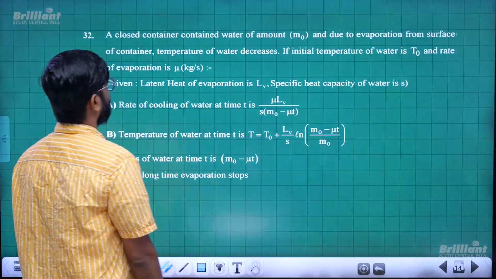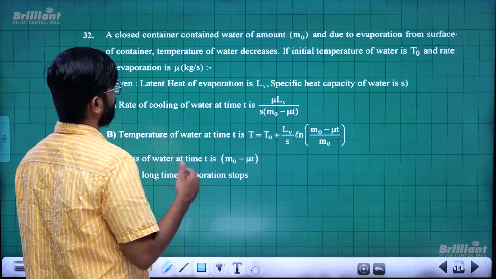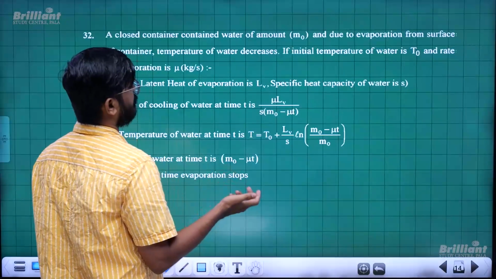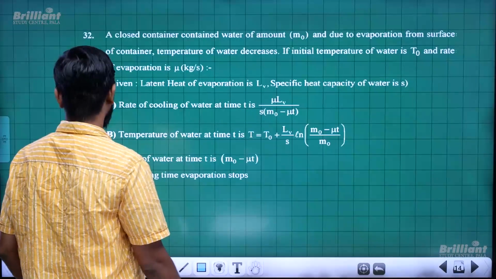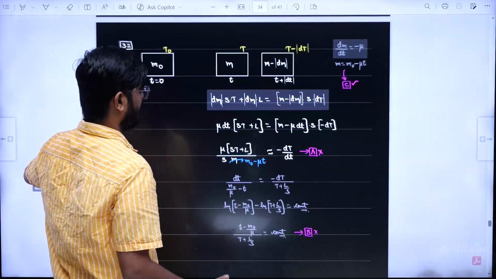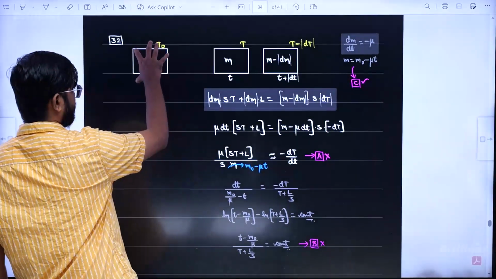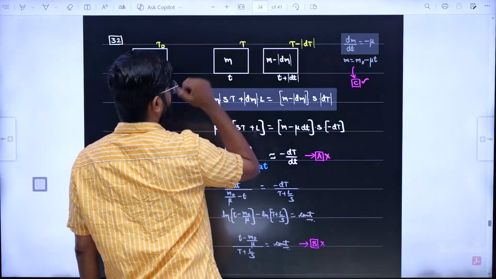A closed container contained water of amount m0, and due to evaporation from the surface of the container, the temperature of the water decreases. If the initial temperature of the water is T0 and the rate of evaporation is mu kg per second, then you need to do some stuff here. Generally when it is varying from time to time, we will draw the figure initially with m0 and T0. At any time its mass is m, its temperature is T.